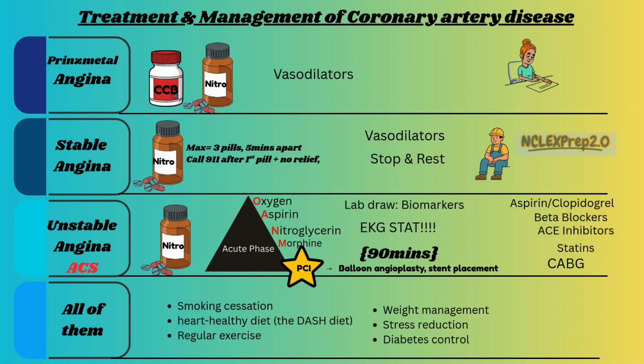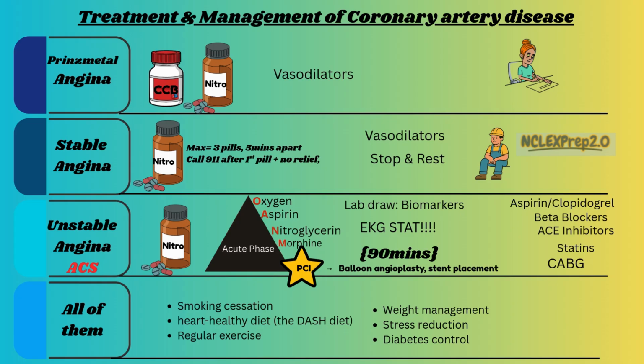Stable angina. Teach your patient about very rigorous activities that may trigger the pain, and when the pain comes, tell them to stop and rest. Take sublingual nitro, put it under the tongue, do not chew or swallow. Let it melt and do its job. Wait 5 minutes. If the pain does not go away, call 911 and take the second pill. They can take up to a maximum of 3 pills 5 minutes apart.